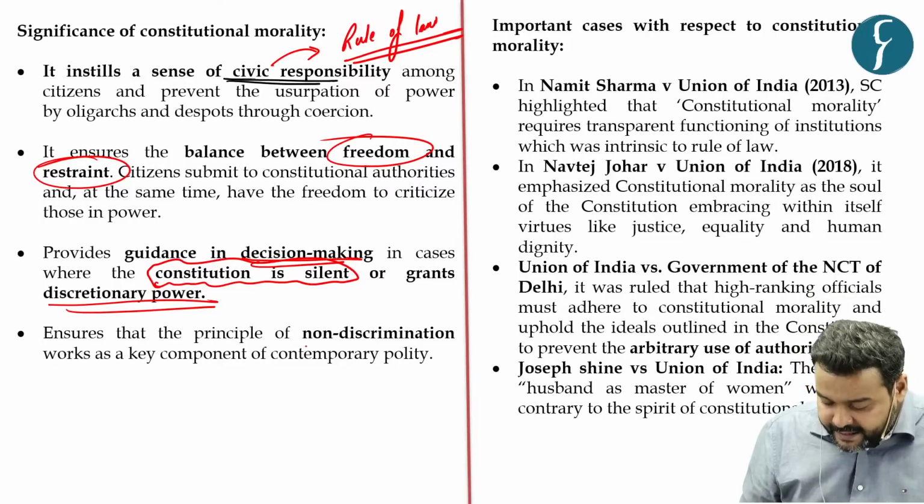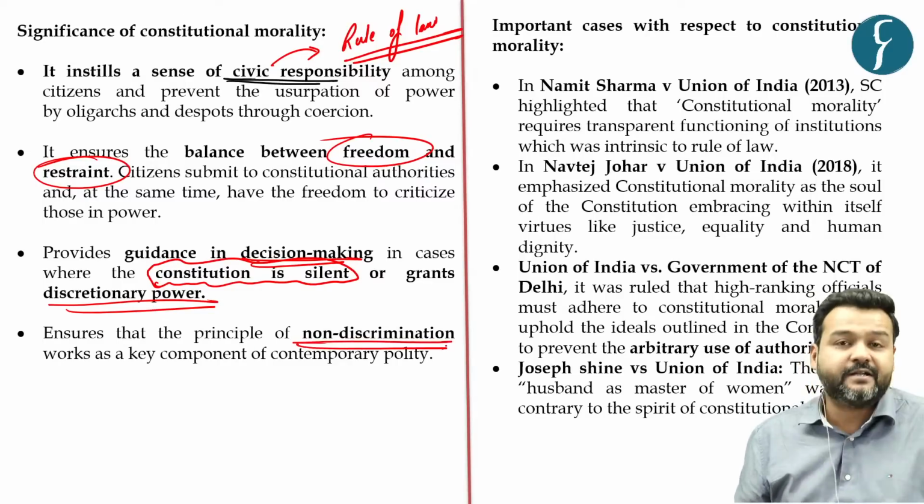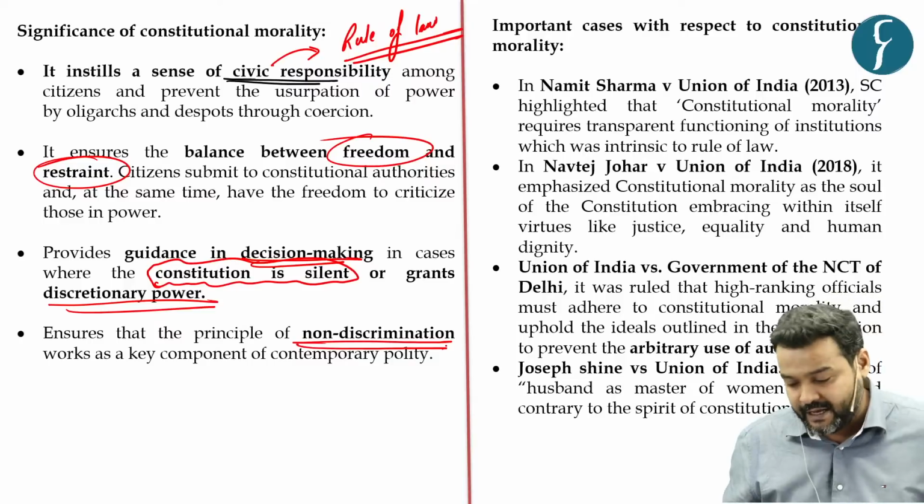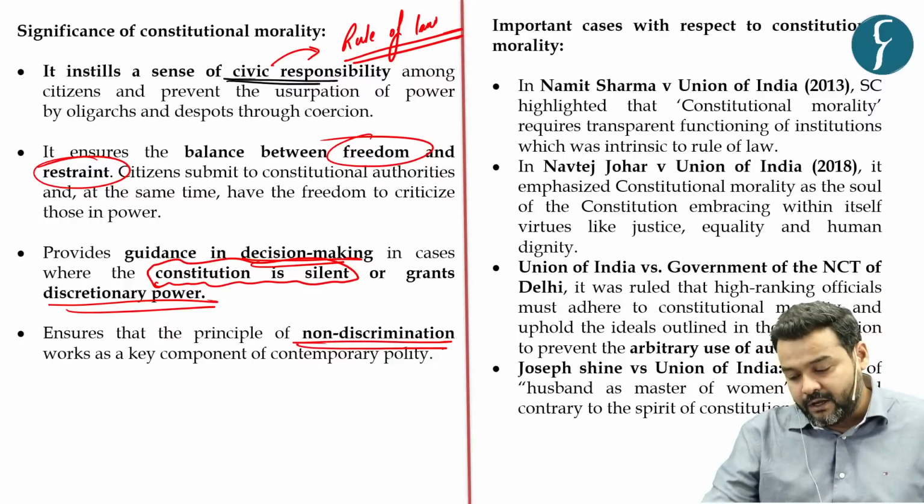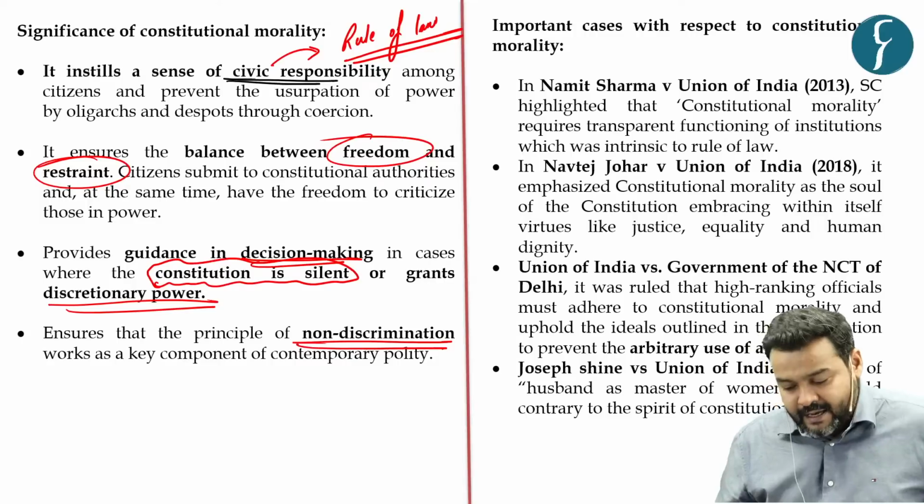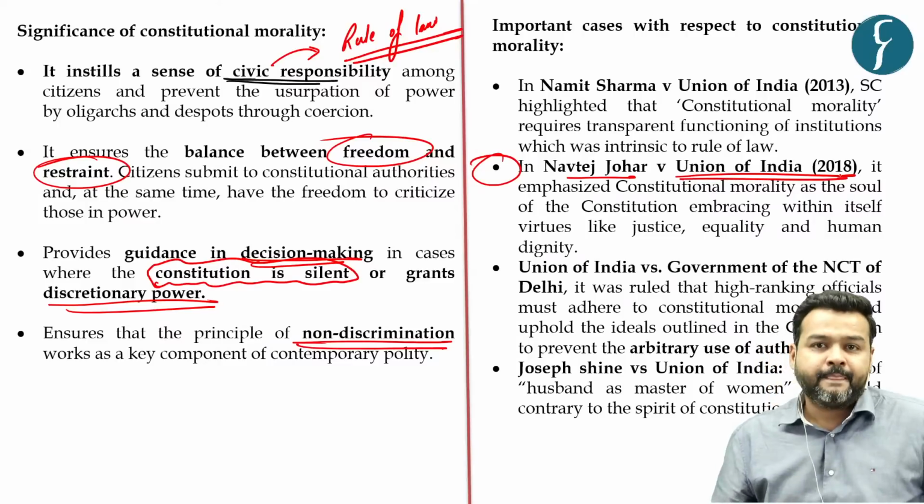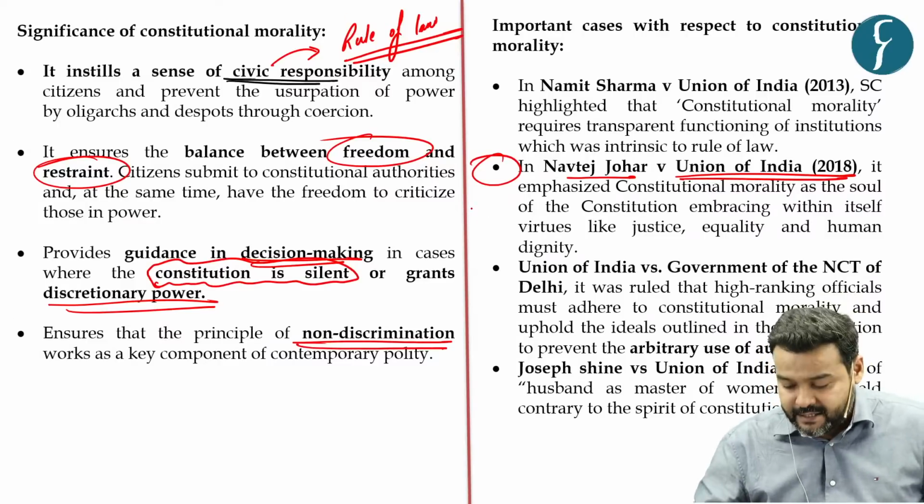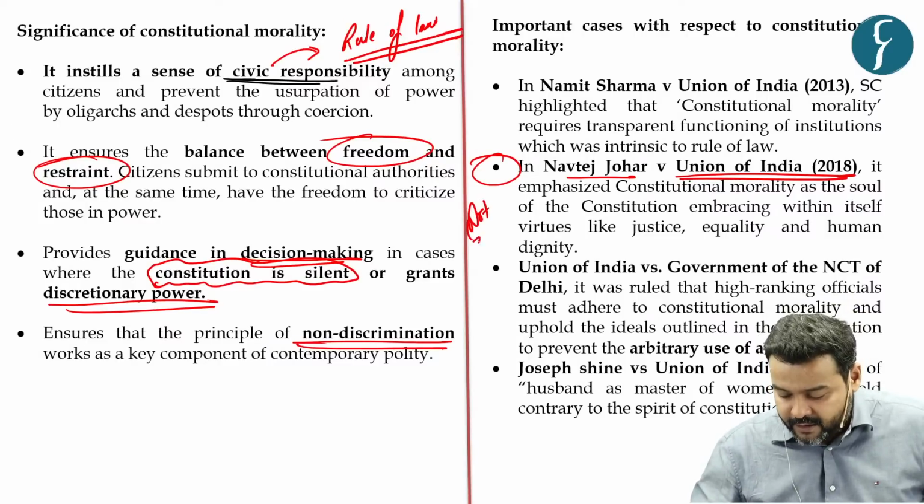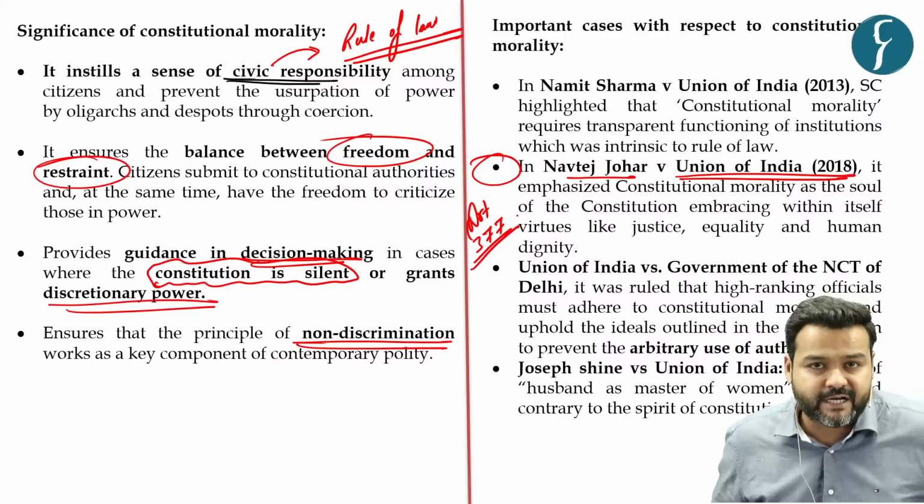Next, it ensures the principle of non-discrimination, as we have seen in our discussion. Now we have listed some cases. I will take up Navtej Johar versus Union of India, 2018, the decriminalization of adult consensual sex, Section 377.